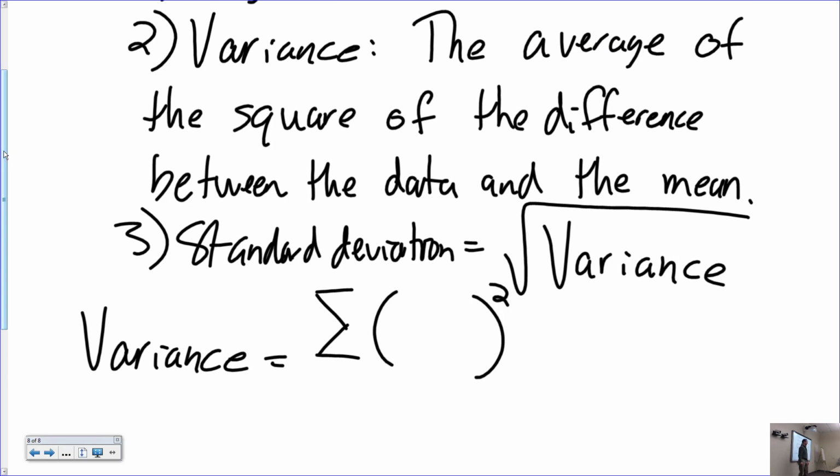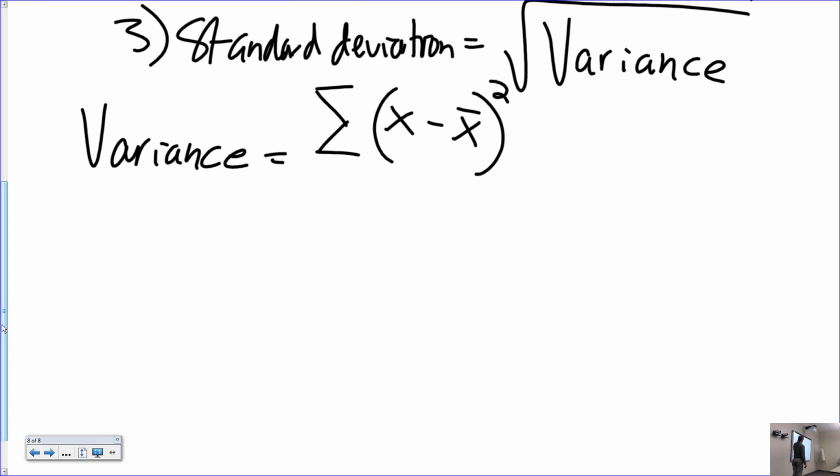I need to square something. What am I squaring? I am squaring the difference. What does the difference mean? Like you can pick one number and another number and subtract that. Subtraction. Good. So I'm going to subtract the data from the mean. The difference between the data and the mean. Okay? And then when you are done this, you are going to calculate the average of these things.